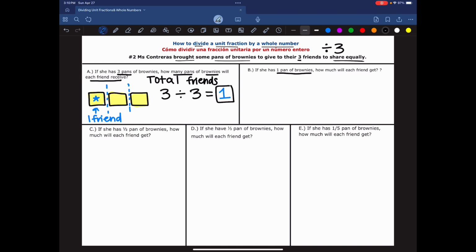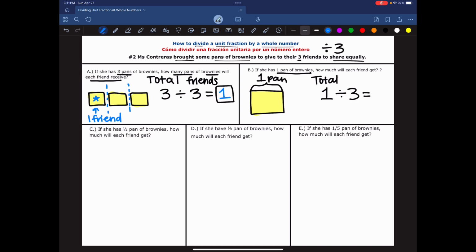This time, I have 1 pan of brownies. How much will each friend get? My total is 1 pan, so I need to draw and highlight one rectangle to represent one whole pan of brownies. I'm taking one whole pan of brownies and dividing it by 3 friends.